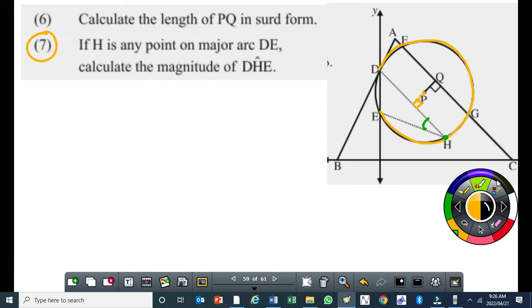Okay, let's see what you're saying. So you're saying you join D to P, and E to P as well, like that. And the angle at P will be 2 times the angle at H, same rule. That's correct. So this angle here is 2 times that.